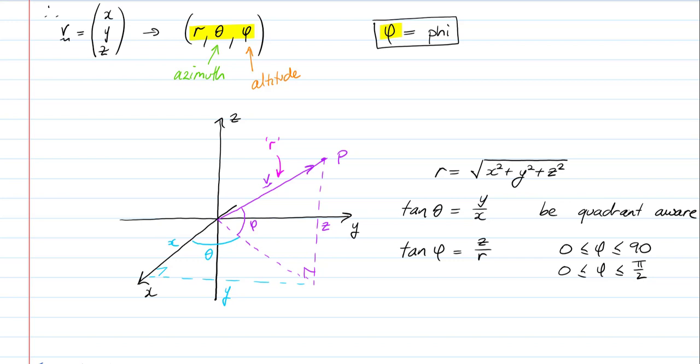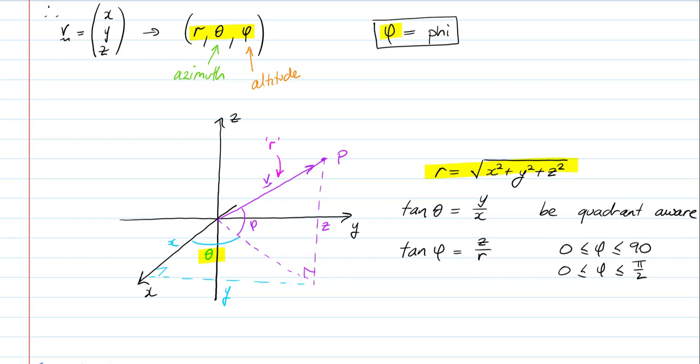So in this case, R is just the magnitude, which is the square root of x squared plus y squared plus z squared. Theta, well, that's pretty easy. It's just tan inverse of y over x. But again, we have to be quadrant aware. So just know your x and y values and where that's leading to help us be quadrant aware with theta.